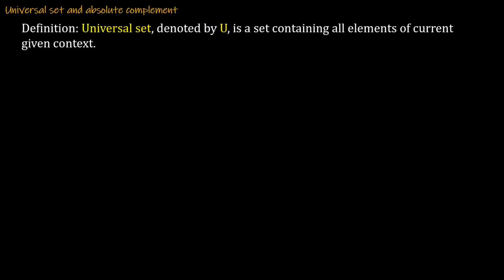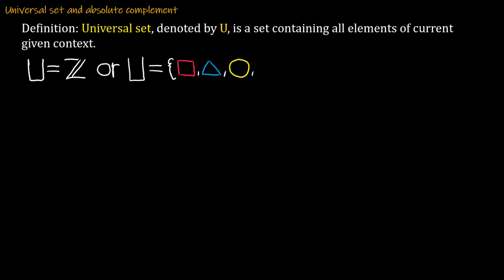Sometimes mathematicians refer to a set called the universal set, denoted by U, which is a set containing all elements of the current given context. For example, if we are dealing with problems of integers, the universal set might be the integer set Z. But if we are dealing with a geometric problem, the universal set could also be all possible closed shapes in a plane. Since the universal set contains all elements we are interested in, it contains all other sets.